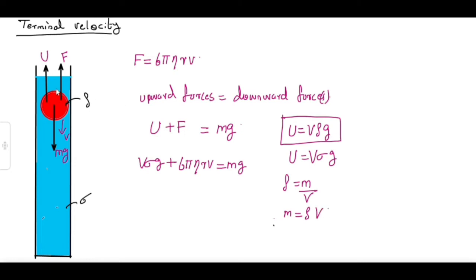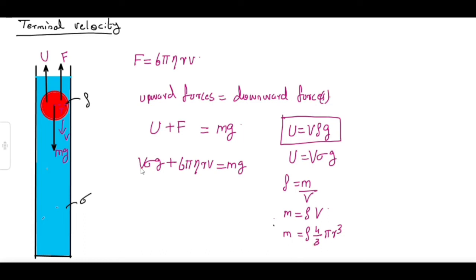What is the volume of this falling body? We have taken the body as a spherical body, so we can write m is equal to density into 4 by 3 pi r cube. Let's say the radius of this spherical body is the small r. So 4 by 3 pi r cube into density is the mass of the body. So that is the formula we can write here for mass.